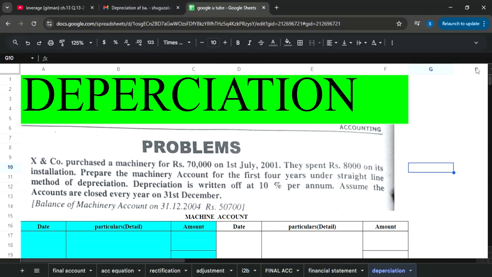Hey guys, hopefully everyone is doing well. Today's target is to solve question number 1. The chapter which we are related with is depreciation.